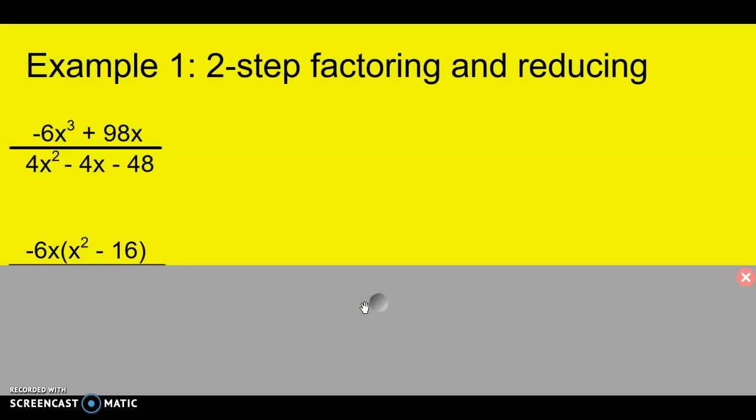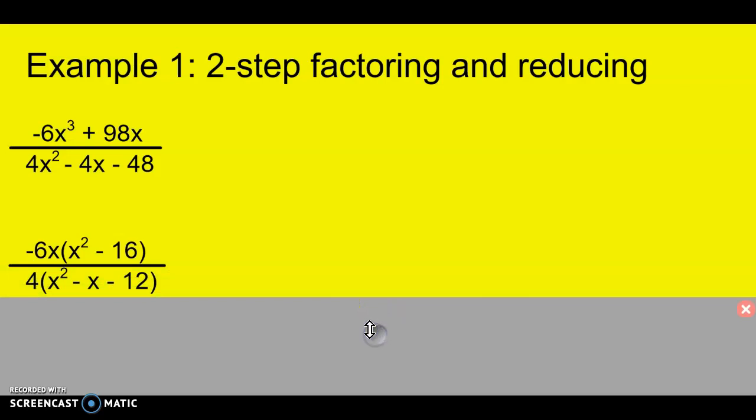That's GCF factoring. We've done that before. You did that yesterday. On the bottom, 4x squared, 4x, and 48 have a common factor of 4. So I went ahead and factored the bottom by dividing out a 4 as well. 4 divided by 4 is 1. 1. 48 divided by 4 is 12. So that's where all those values came from.